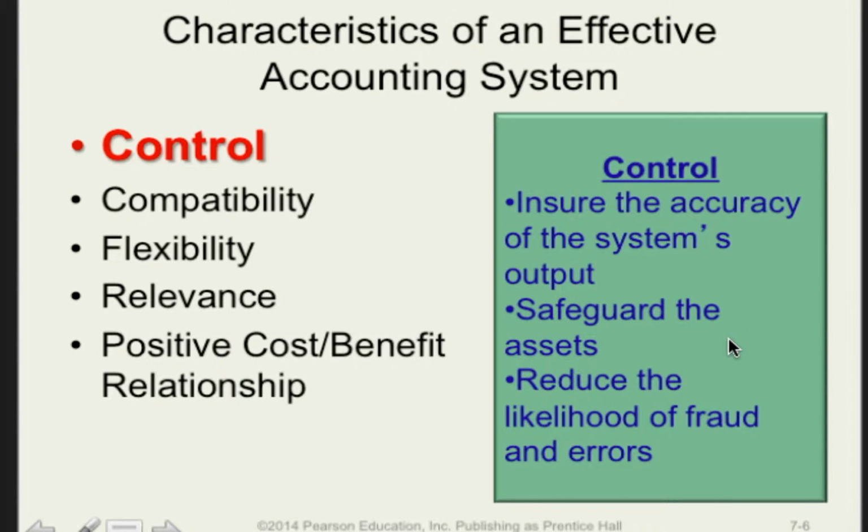For an accounting system to be effective, it must have several characteristics. Among those characteristics are control, compatibility, flexibility, relevance, and a positive cost-benefit relationship.